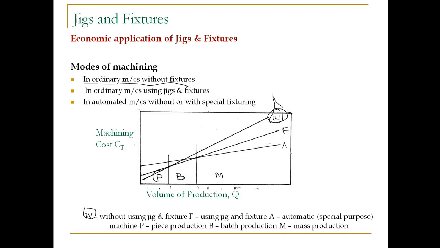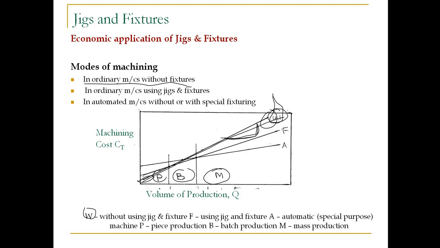P is nothing but piece production, B is batch production, and M is mass production. You can see the first line, that is without using jigs and fixtures, the initial cost is lower, but the final cost is higher. The final labor cost is much higher, because the labor you require has to be skilled. So the final labor cost will be higher.